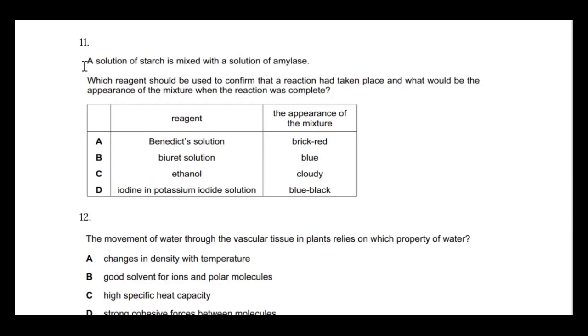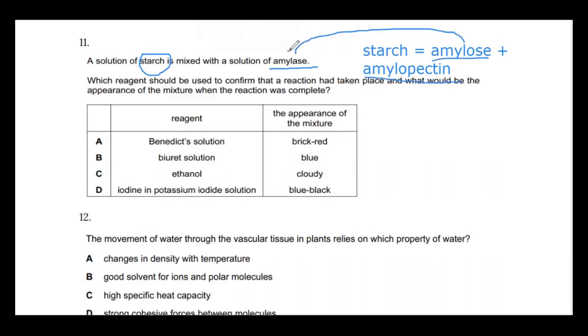A solution of starch is mixed with a solution of amylase. So what we need to understand here is amylase is an enzyme that is used to break down starch. Starch is a polymer of alpha glucose and it consists of two components, amylose and amylopectin. You might be confused with amylose and amylase. They are different things. So amylose is a component of starch while amylase is an enzyme that is used to break down the starch.